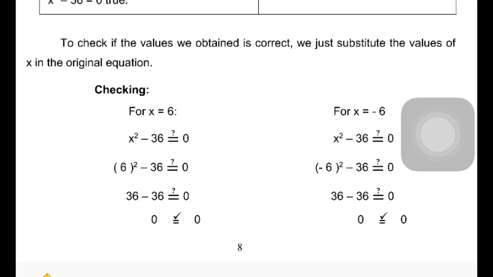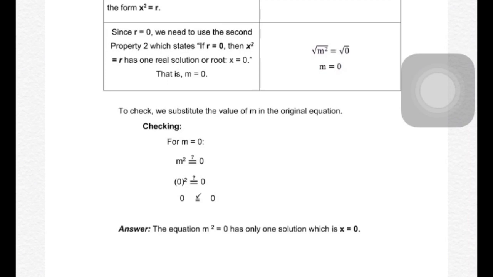So 36 minus 36 is 0, so we can say that 0 on the left side is equal to 0 on the right side. Now for x equals negative 6, negative 6 squared is equal to 36, so 36 minus 36 equals 0, so 0 is equal to 0. So both values of x satisfy the given equation, thus x squared minus 36 equals 0 is true when x is equal to 6 and x is equal to negative 6.